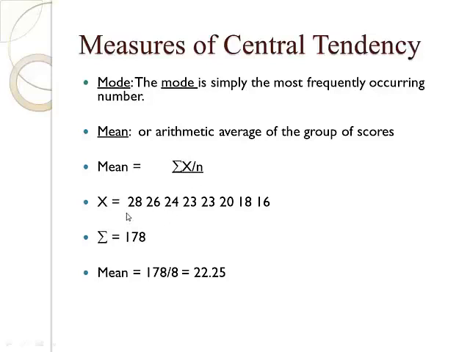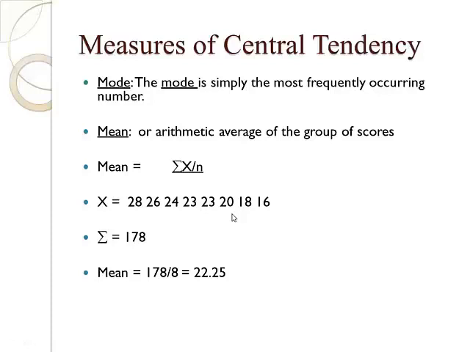So for example, the mean of this group of numbers here, 28, 26, 24, and so on. To find that mean or arithmetic average, we would add those up. We would find the sum, which is 178 in this case, and then we would divide that by the number of observations, which is 8. And so our mean would be 178 divided by 8 equals 22.25. So the mean for this group of numbers would be 22.25.